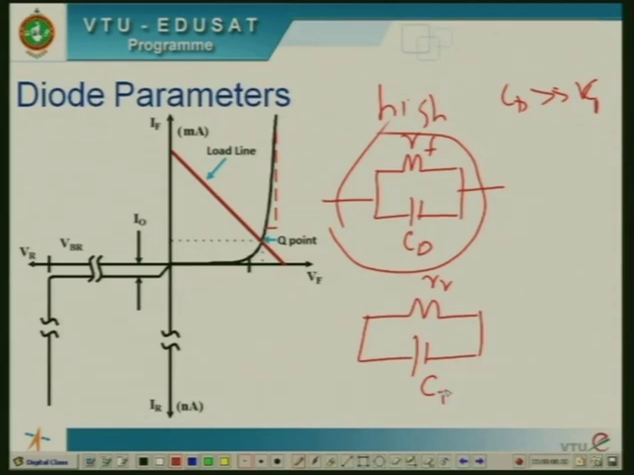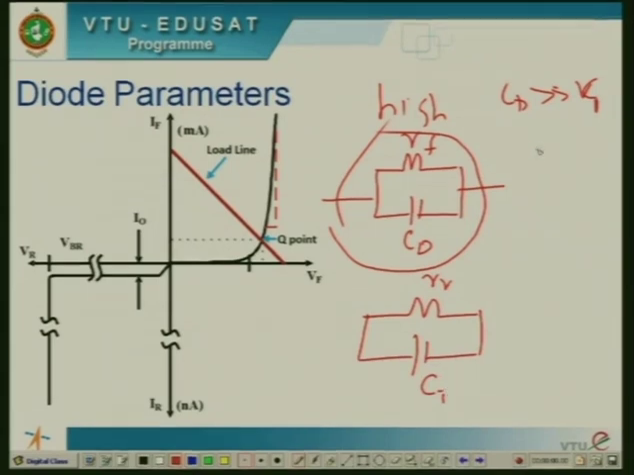With this, we conclude that a diode can be modeled as a piecewise linear model. The diode is replaced with its equivalent resistance Rf at low frequency and Rr, and at high frequency it is a parallel combination of Rf and a capacitance CD.